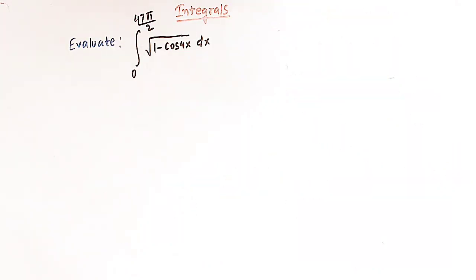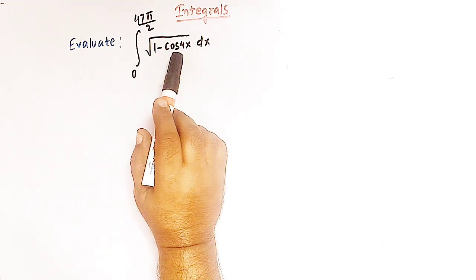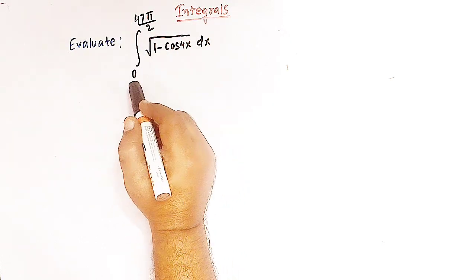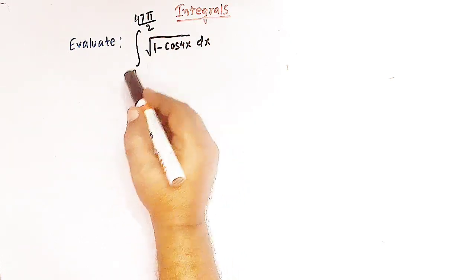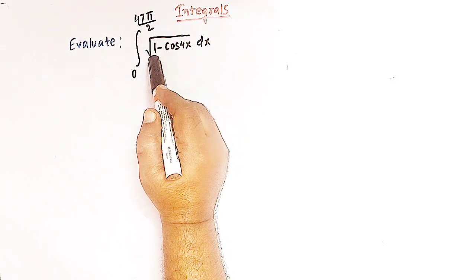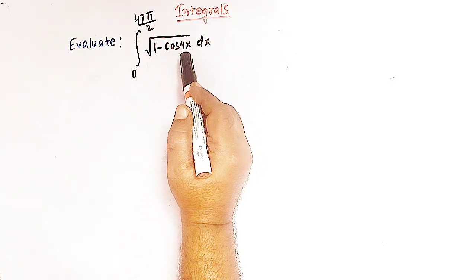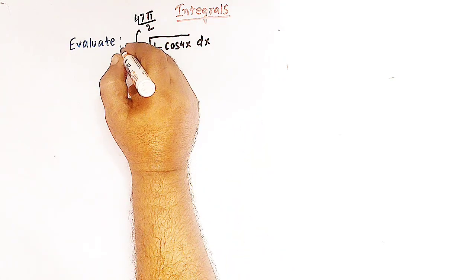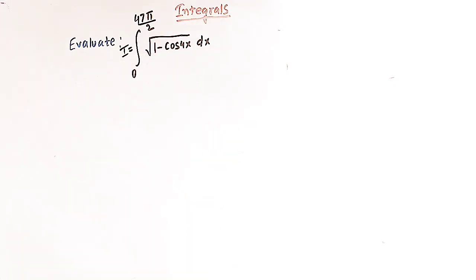Hello viewers, in today's session we are going to discuss another important and conceptual problem from definite integrals, and in this session we are going to discuss this integral where we have to find the value of this important definite integral from 0 to 47 pi over 2, and the integrand is the square root of 1 minus cosine 4x, and here we have dx. So let us first call this integral as I, right?